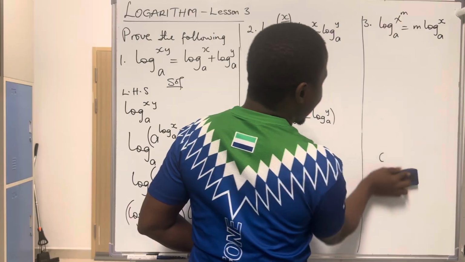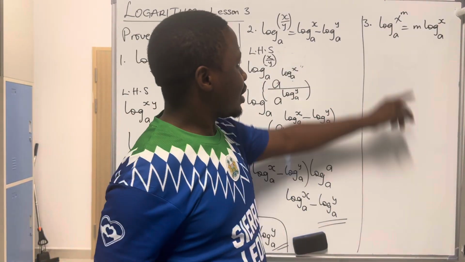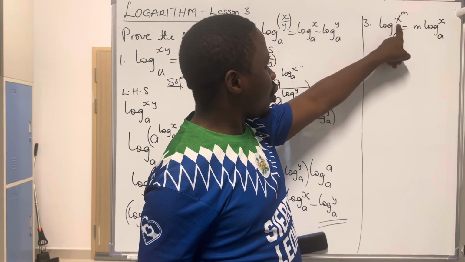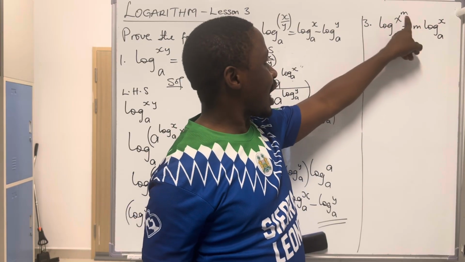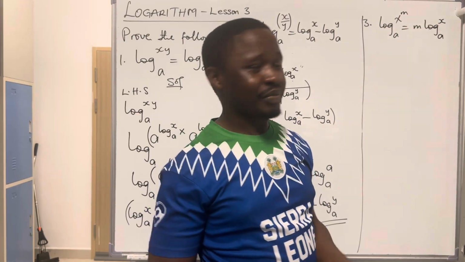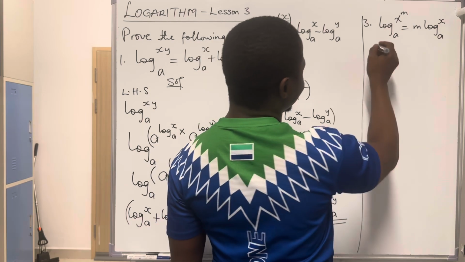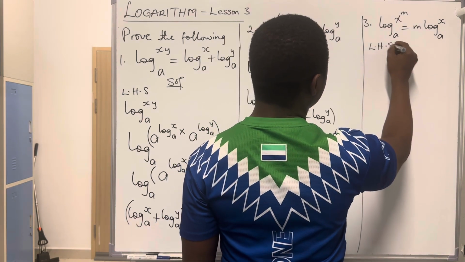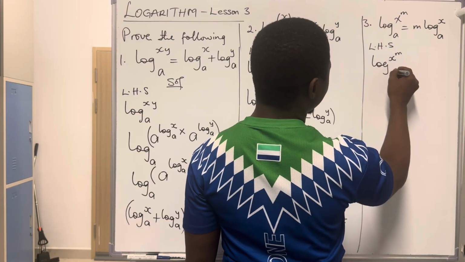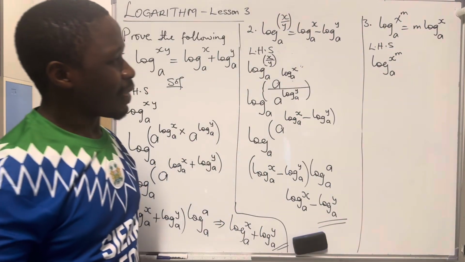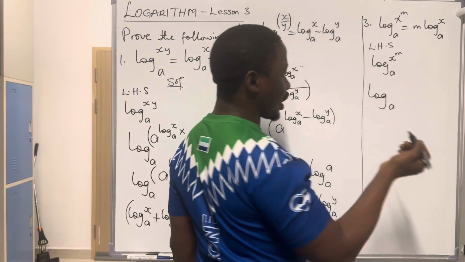Okay. Now we are going to the same thing again. We want to show that when the log number has a power, the power has the right to go to the left. Everything here remains the same. Now we consider the left hand side, which is log x to the power m base a. So we say the base is already a.